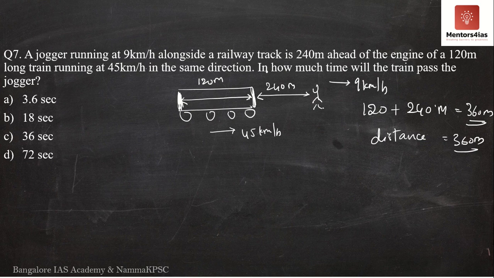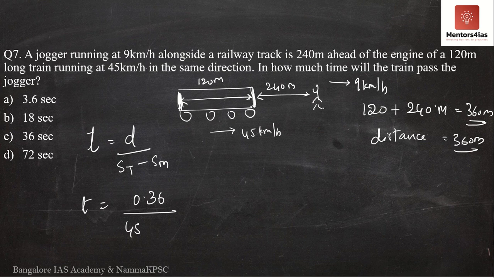Now the question is asking how much time will the train pass the jogger. So we know t is nothing but distance by speed, and whenever two things are moving in the same direction, the relative speed is nothing but the difference between the two speeds. So here it is speed of the train minus speed of the jogger, or speed of the man. Distance is 360 meters or 0.36 kilometers divided by speed of the train, which is 45, minus speed of the man, which is 9 kilometers per hour. So we get 0.36 divided by 36.